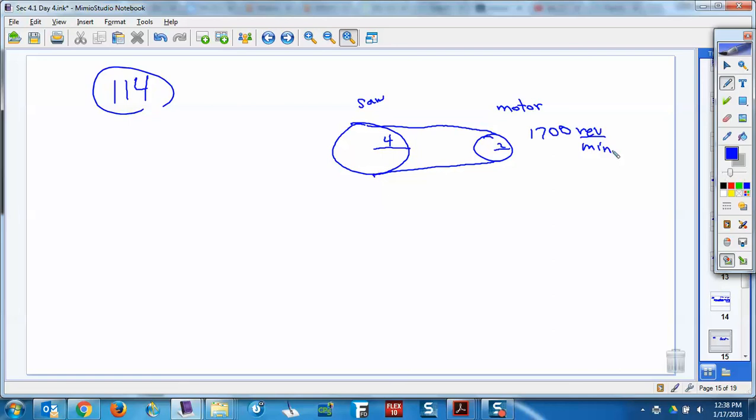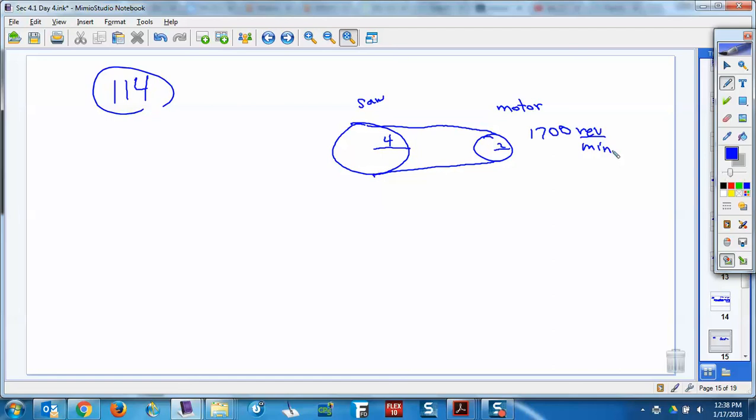Do you think it's double? Or is it half? Revolutions. I'm just talking revolutions right now. Isn't it going to be half? So when this goes around, just imagine a point right here. When it goes around one time, the belt is going to go this far. Well, that's only going to be half of this, right?